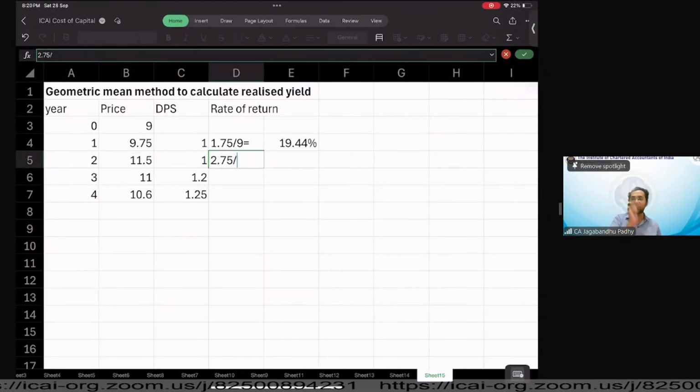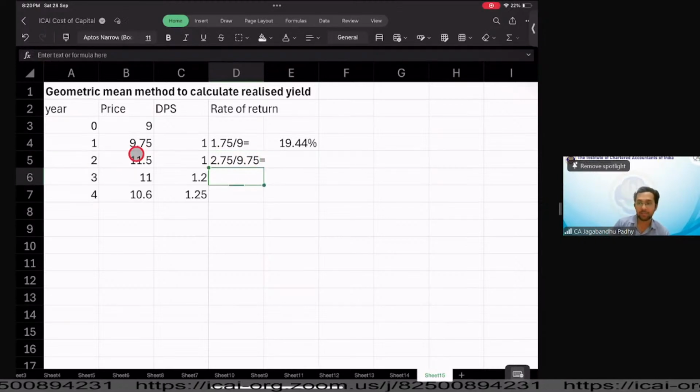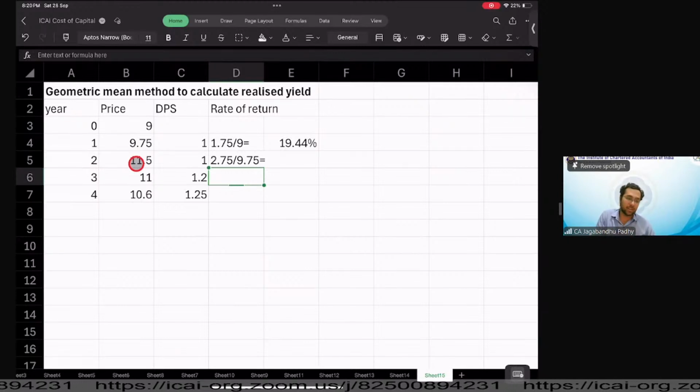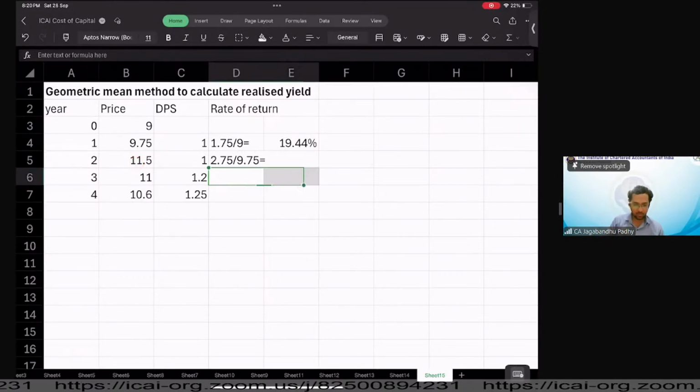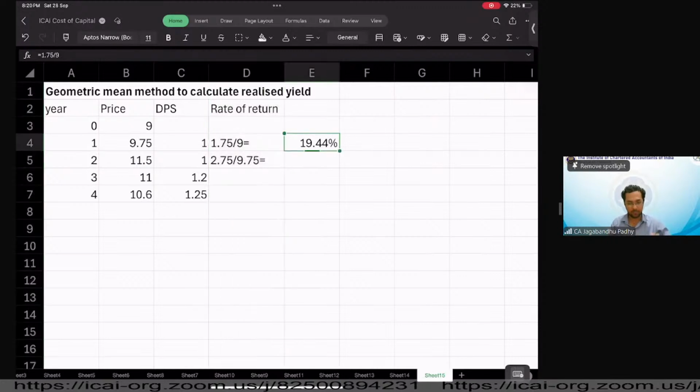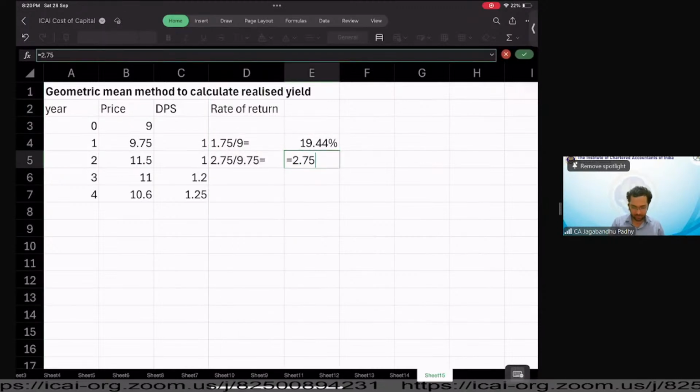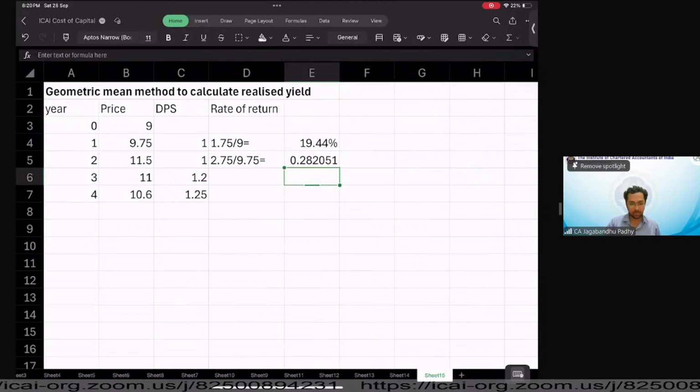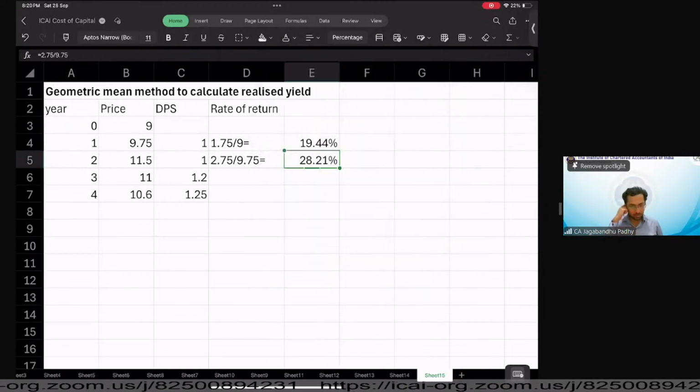This is a 2.75 return that you are getting on an investment of how much? Can I say on an investment of 9.75? I am getting this 2.75 in the second year on the first year price of 9.75. So how much is the rate of return? 2.75 divided by 9.75, which is 28.21. 28.21%.